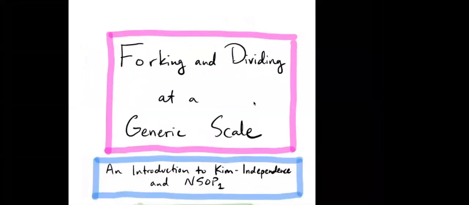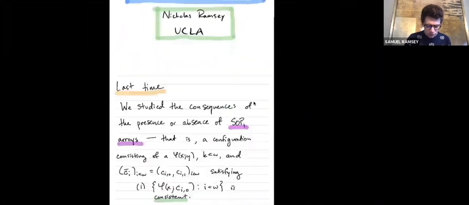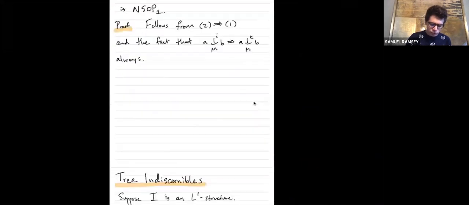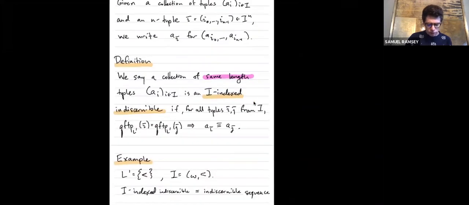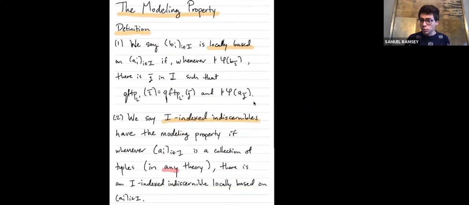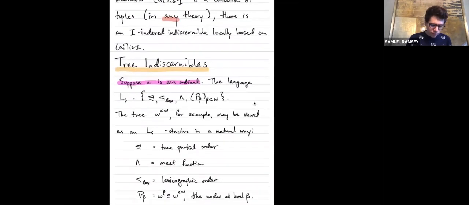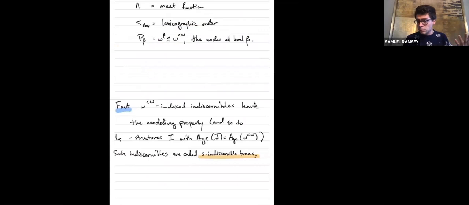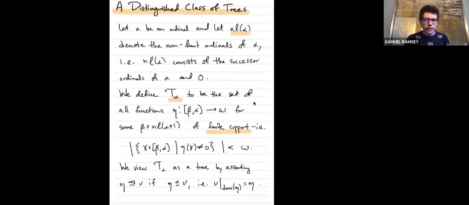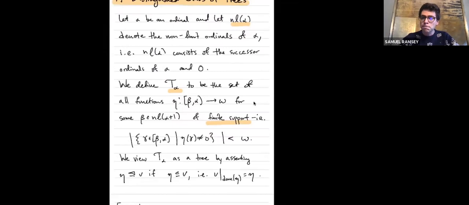Okay, so this is the title page. The point is to prove symmetry. So what did we do last time? Last time we proved Kim's lemma for Kim dividing. We proved that it characterizes NSOP1 theories, and that has many nice consequences. For example, Kim dividing equals Kim 14 in NSOP1 theories, by copying the same proof that we've done many times. And now we're going to see that in NSOP1 theories, Kim independence is symmetric.